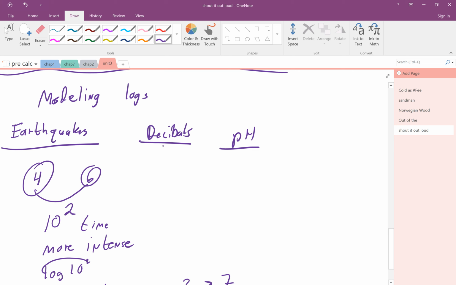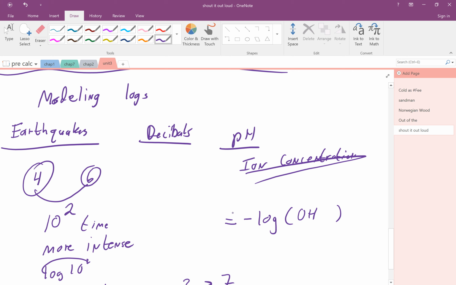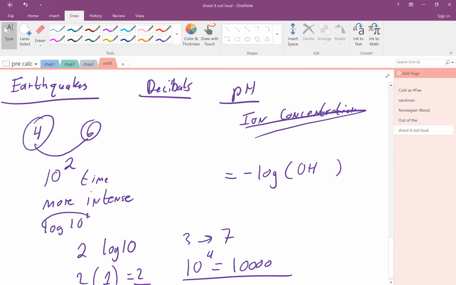Decibels, we're going to do one here in a second. pH looks at ion concentration. Those of you that had some chemistry background have done some stuff with pHs. I know Mr. Ford works with you on it. So if you take the hydrogen ion concentration and you want to find the pH of that, you would take the log of the hydrogen ion concentration, and if you make it negative, that will tell you the pH of that liquid, whatever it is. So that is a logarithmic application.